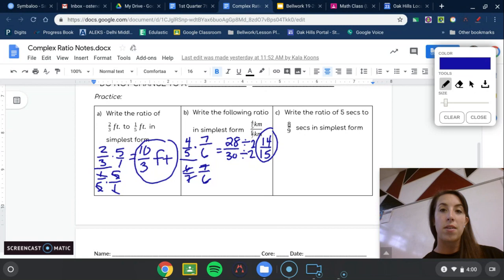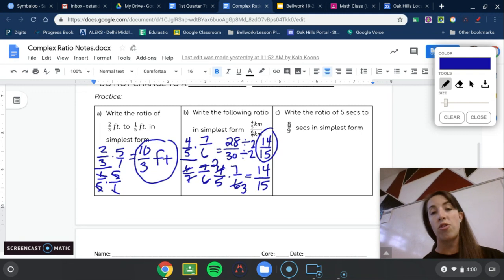I know previously I talked about canceling early or cross-canceling. You could have done that as well when you were solving this problem, and I'll show you how. The 5 and the 7 don't cancel, but if you look at the 4 and the 6, 2 can go into both of those. So if you divide both of those by 2, you get 2 for the 4 and 3 for the 6. And then you can just do 2 times 7, which is 14, and 5 times 3, which is 15. So it shows you that you still get the same answer. Either way is fine as long as you simplify it.